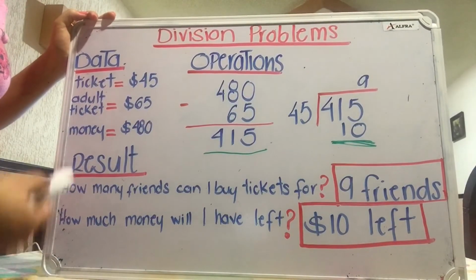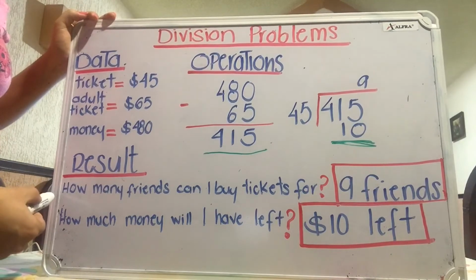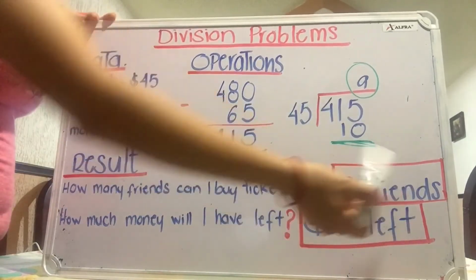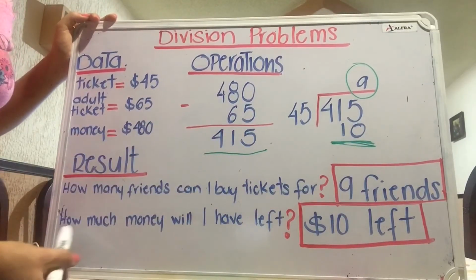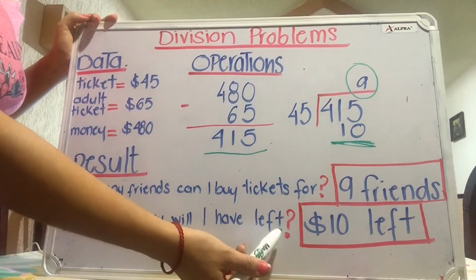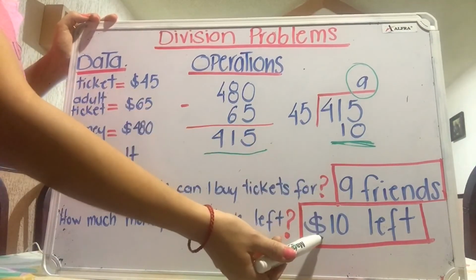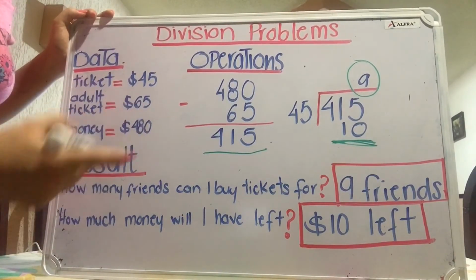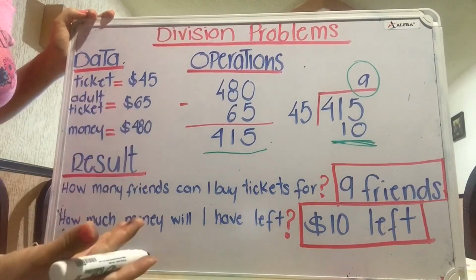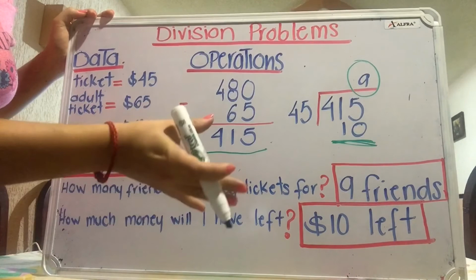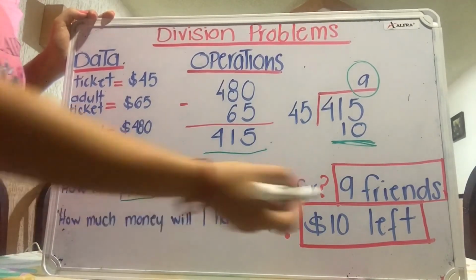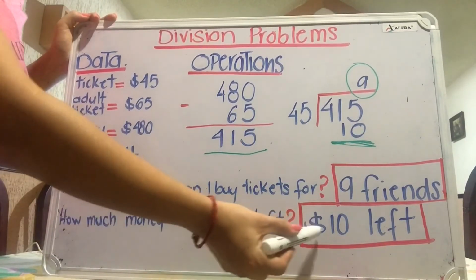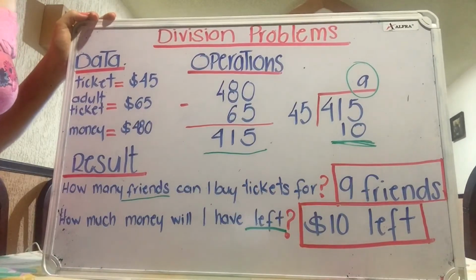This is how I answer my two questions. The first one, how many friends can I buy tickets for? For 9 friends. And the second question, how much money will I have left? I will have 10 pesos left. As I said before, you have to check the questions so you can realize how to answer completely. How many friends? 9 friends. How much money will I have left? 10 pesos left. And that's it.